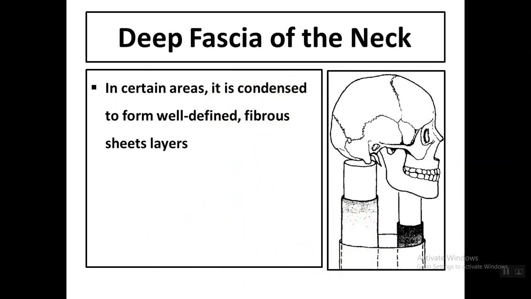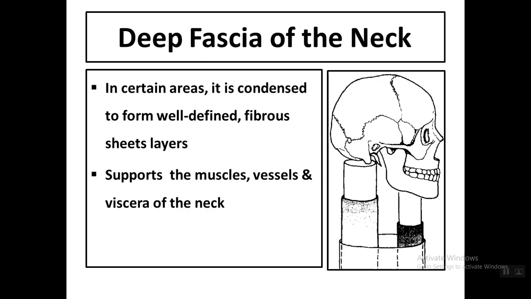The deep fascia of the neck in general, in certain areas, is condensed to form well-defined fibrous sheets. We have the outer layer, which we call the investing layer. The second layer surrounds the cervical vertebra and the prevertebral muscles, the flexors and extensors, and is called the prevertebral fascia. A layer of fascia surrounds the trachea and the thyroid gland, called the pretracheal fascia, and other layers surround the blood vessels, called the carotid sheath. So one of the purposes of the deep fascia is to support the muscles, vessels and viscera of the neck.